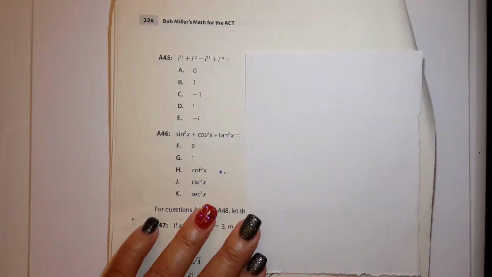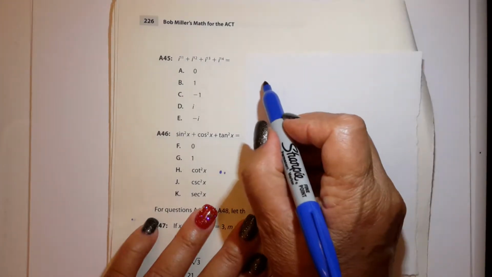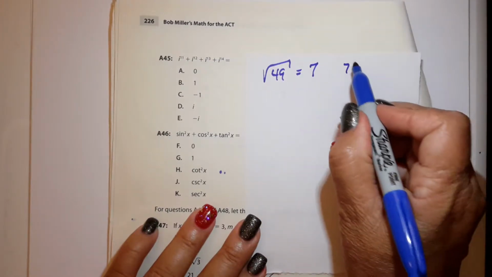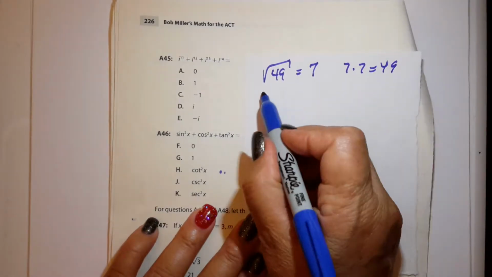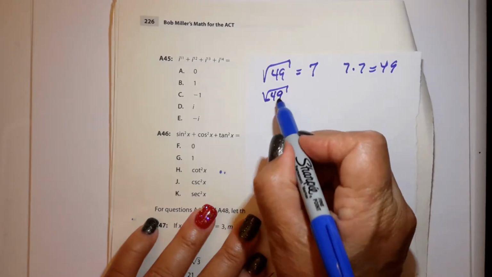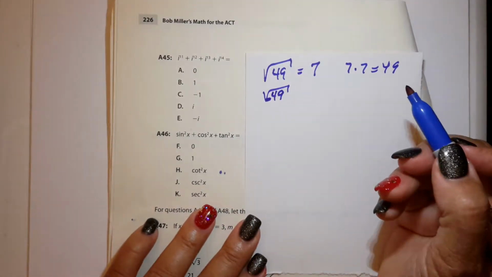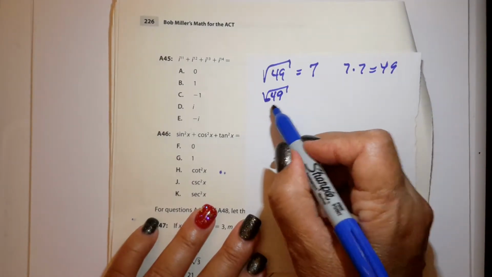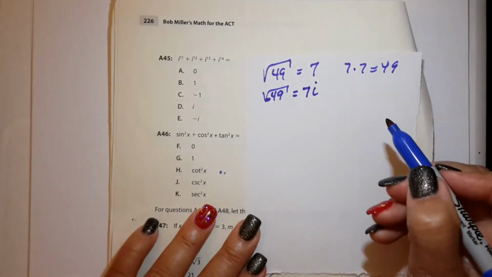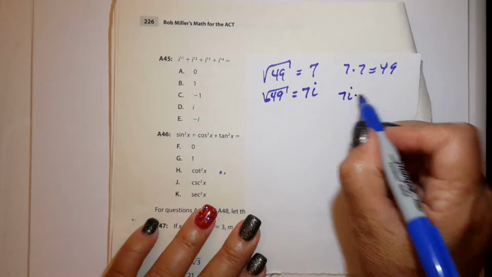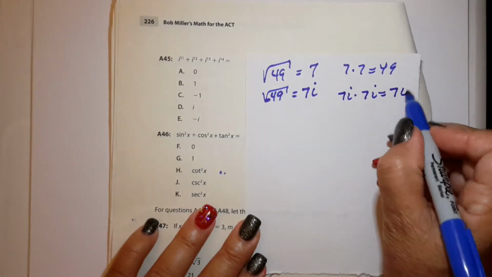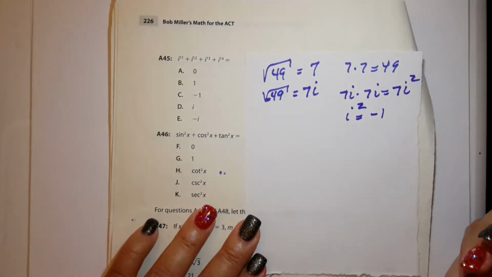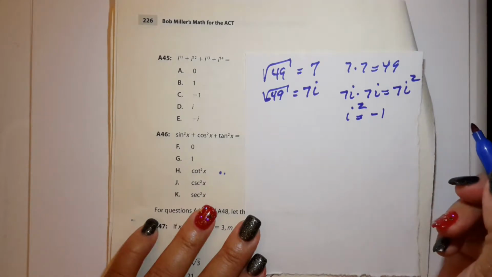i is a number that helps you deal with the square roots of negative numbers. For example, the square root of 49, you know that is 7, because 7 times 7 is 49. The square root of negative 49 cannot be solved without the imaginary numbers, because there's no number that multiplied by itself will give you a negative. The answer here is 7i. Why 7i? Because 7i times 7i equals 49 i squared, and i squared in mathematics equals negative 1. So every time that you see an i squared, it is going to be negative 1.